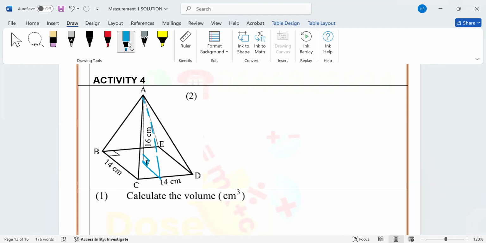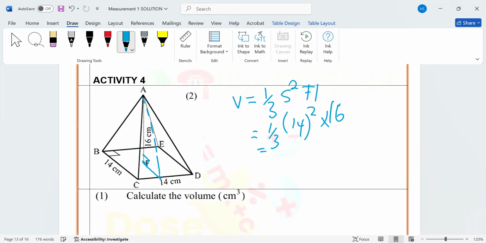Now, for us to calculate the volume, we need to know the formula for the volume of a pyramid, which is V equals 1/3 multiplied by, since this is a square, S squared, which is the area of the square, multiplied by capital H, which is the height of the pyramid. Everyone is happy there. Then if you proceed, you have 1/3 multiplied by 14 all squared, multiplied by our height, which is 16. And then you type this, what do you get as your answer?